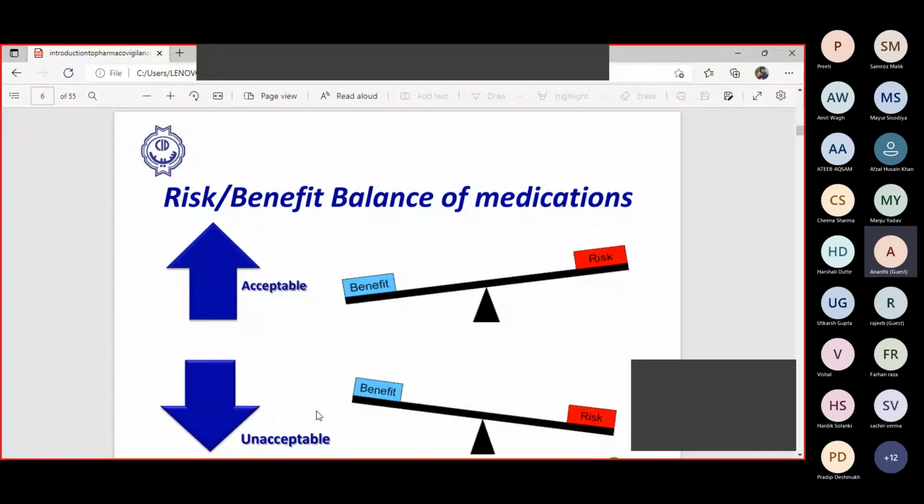See here. Risk benefit balance of medicine. When the benefit is higher, the weightage of benefit is high and the risk is minimum, the drug is acceptable to the market. When the benefit is less and the risk is very heavy, that time the drug is unacceptable. If it's a clinical trial drug and we find the drug has a higher risk, the trial is terminated, during phase 0, 1, 2, 3 or phase 4. The trial can be terminated at any point of time.